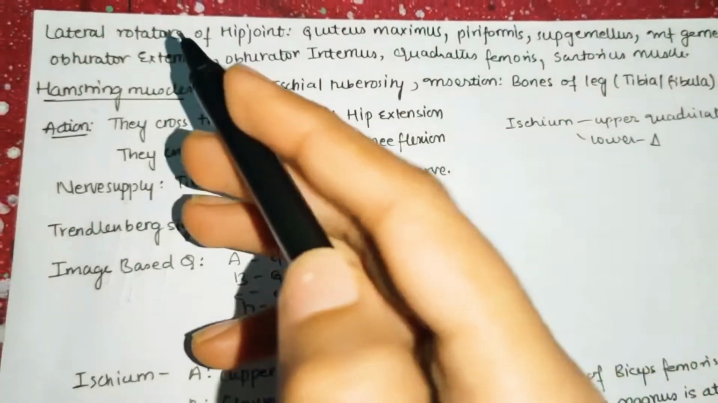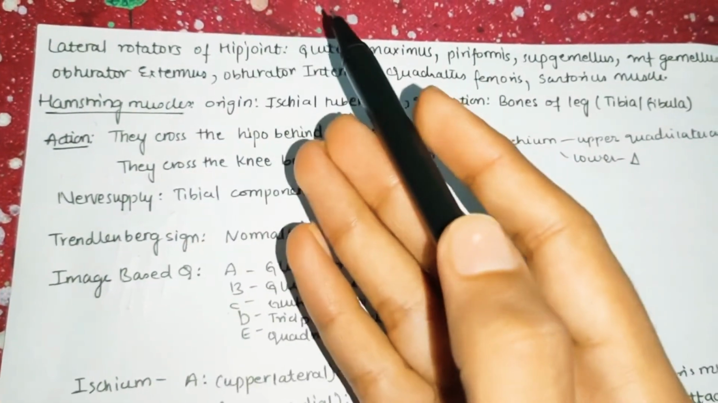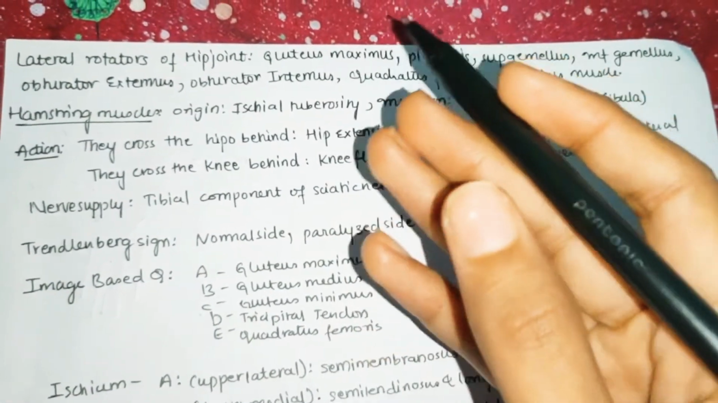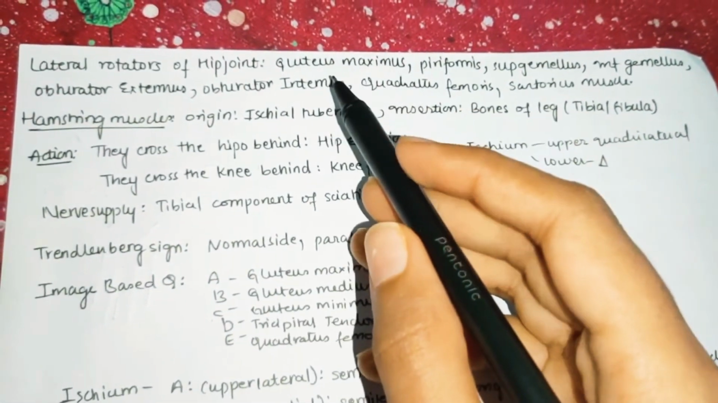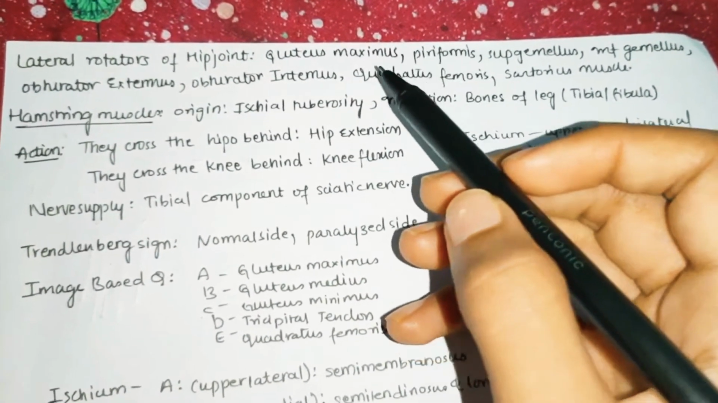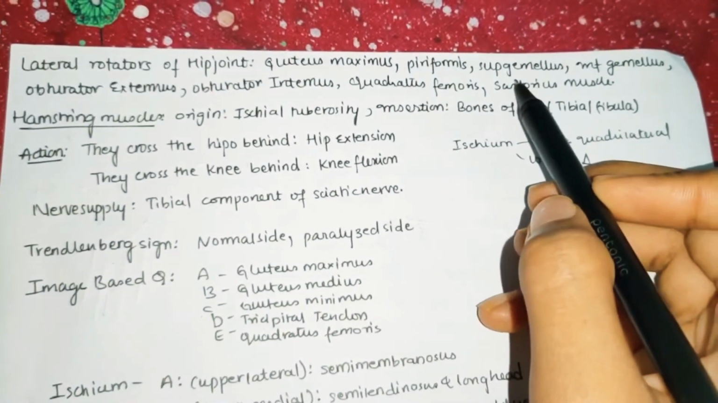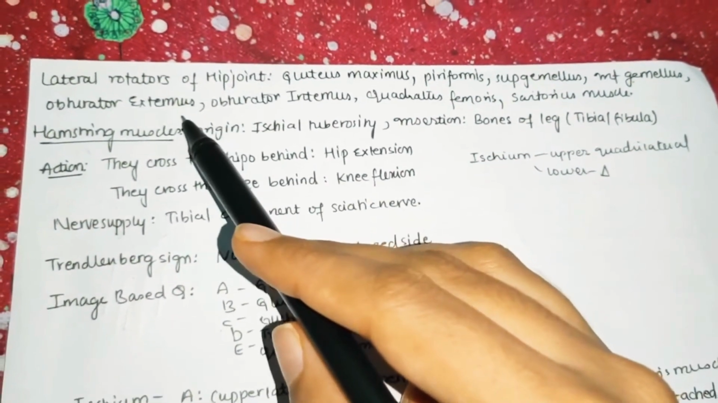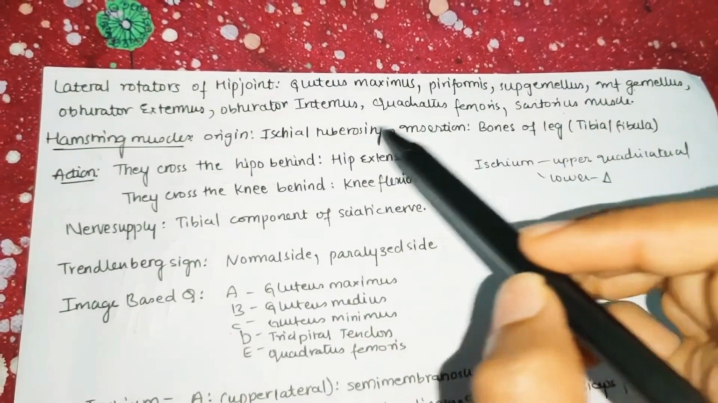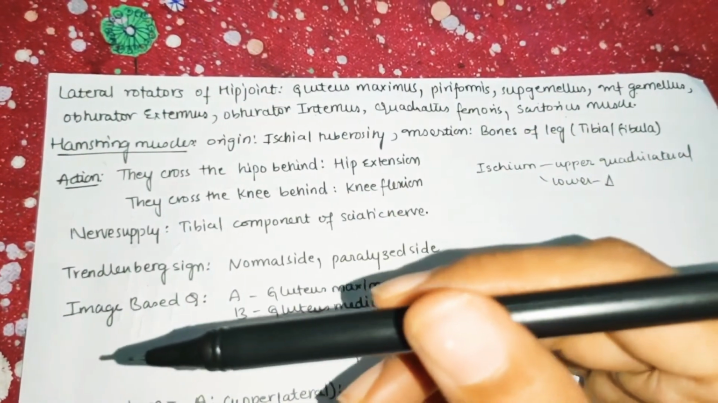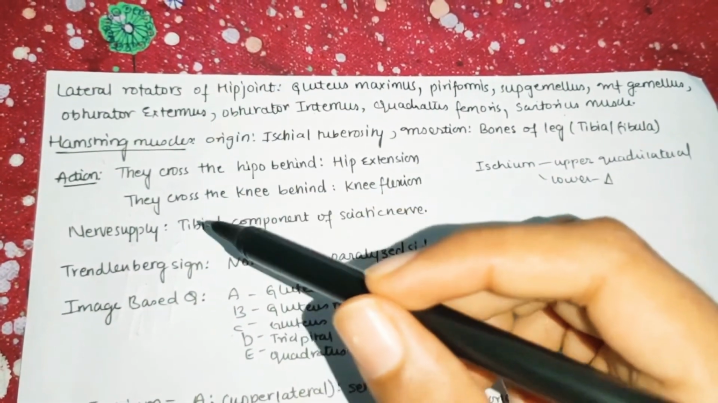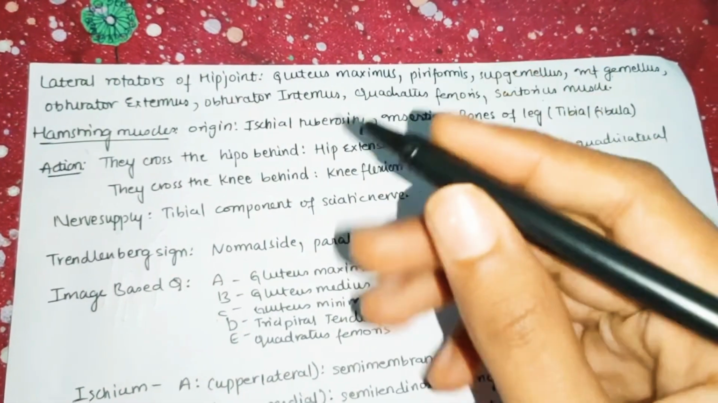So the muscles which I have discussed till now are all the lateral rotators of the hip joint. Along with, of course, the lateral rotation, the main one is our gluteus maximus, of course. The supporting muscles are piriformis, superior gemellus, inferior gemellus, obturator externus, obturator internus, quadratus femoris, sartorius muscles. So these are all the accessory muscles which are assisting the gluteus maximus for the lateral rotation of the hip joint. Okay. So we have completed the gluteus muscles.